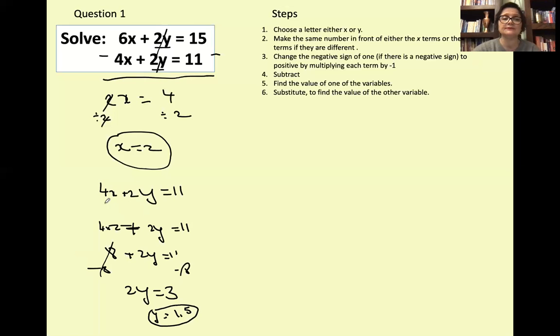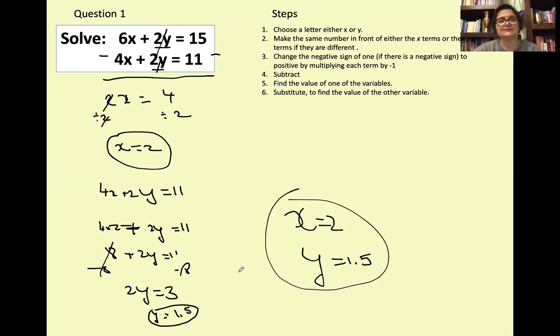So let's have a look. Have we subtracted? Correct, we did. Instead of x, so 8, yeah, absolutely correct. So x equals 2, and y equals 1.5, right? The solution of my first pair of simultaneous equations.